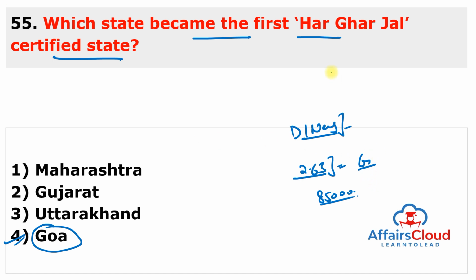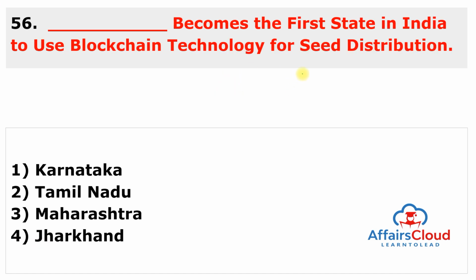And people from all the villages of Goa and Daman and Diu and Dadra and Nagar Haveli have declared their village as Har Ghar Jal through a resolution passed by the Gram Sabha, certifying that all households in the villages have access to safe drinking water through taps, ensuring that no one is left out. So the first Har Ghar Jal state is Goa, and the first Har Ghar Jal union territory is Daman and Diu and Dadra and Nagar Haveli.